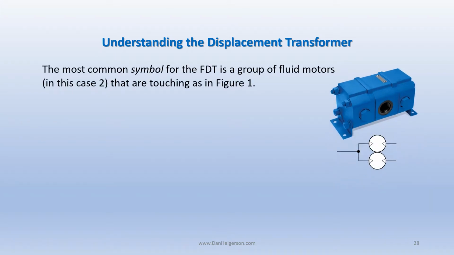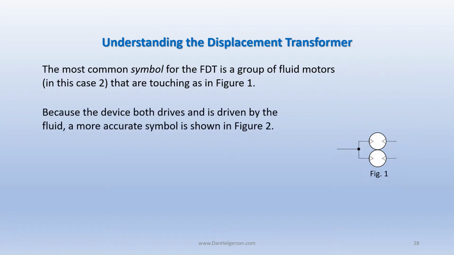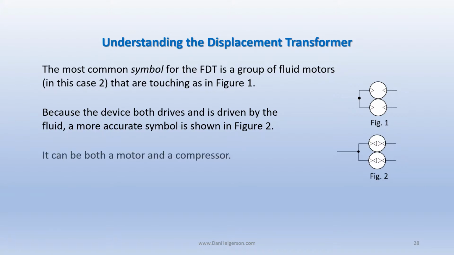The most common symbol for the FDT is a group of fluid motors, in this case 2, that are touching, as in figure 1. Because the device both drives and is driven by the fluid, a more accurate symbol is shown in figure 2. It can be both a motor and a compressor, and this is the symbol we would use in our discussions as we move forward.